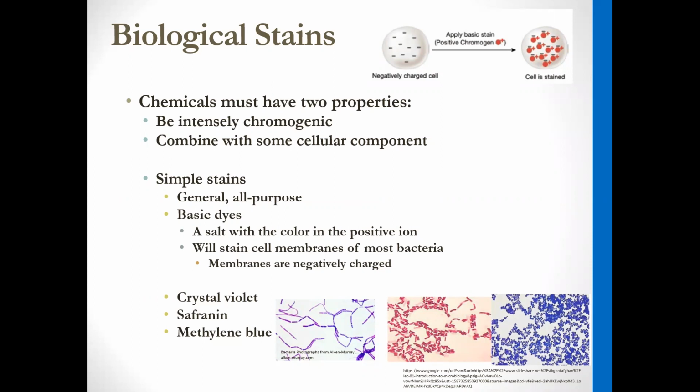arrangement. Okay, so three common simple stains that are used in the lab are crystal violet, which stains the cells violet, as you see in that bottom left picture. Safranin turns cells red, and then methylene blue, as the name implies, will stain the cells a blue color, as you can see on the far right. So remember, these three stains are simple stains, which means they are basic stains, so they have a positive charge associated with them, which is attracted to the negatively charged bacterial cell.